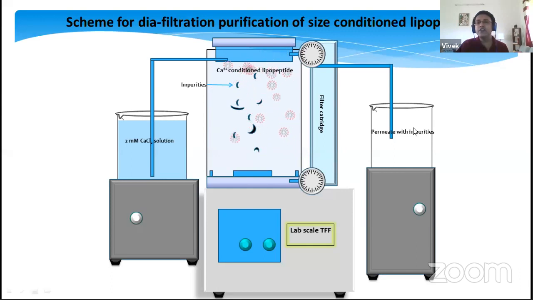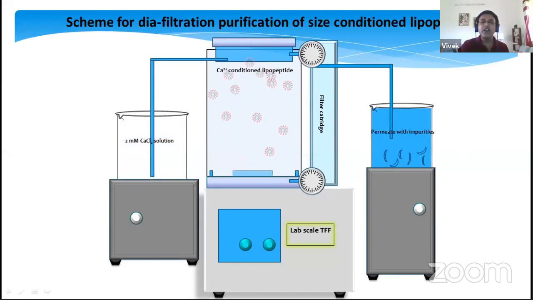Basically, you can also use this to separate impurities, which is what is shown here. So we take the calcium conditioned micelles here, the size conditioned liquefaction solution containing some impurities, to which we are feeding in the calcium chloride solution at a constant rate, the rate being equal to the rate at which your product impurities come out in the permeate.